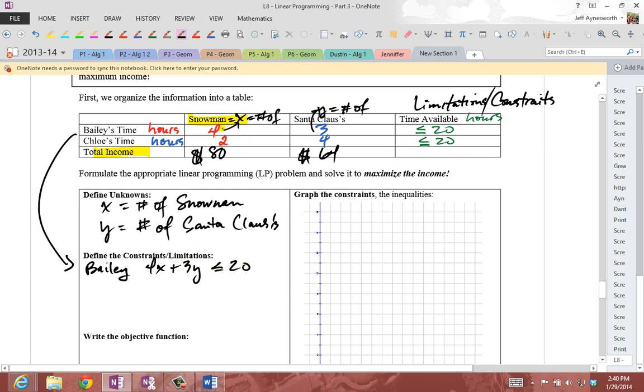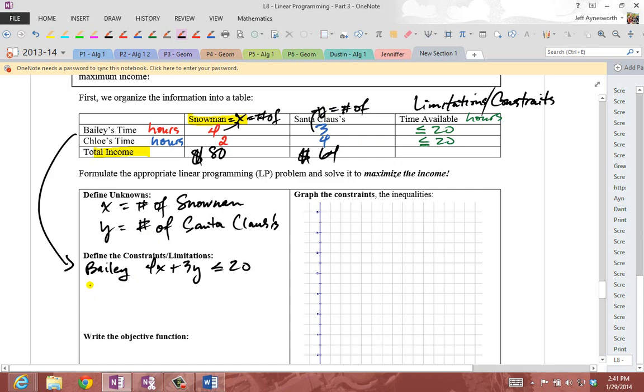Once again, if there's 4 hours needed for a snowman for 1, 8 hours for 2, and 12 hours for 3, you're multiplying the number of hours per snowman by how many you have, and the number of hours for the Santa Claus by how many you're making, which is Y in this case. All of that has to be less than or equal to 20 hours, because that's the maximum time available. They don't want to work more than 20, so they want to work less than or equal to 20. These are in hours.